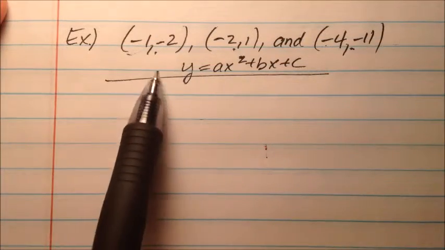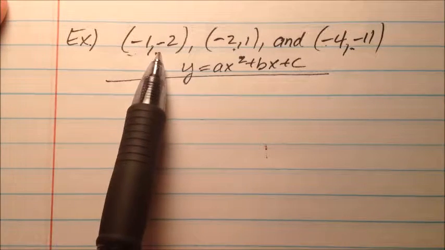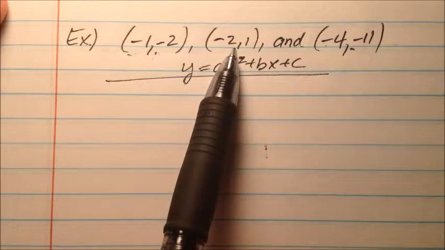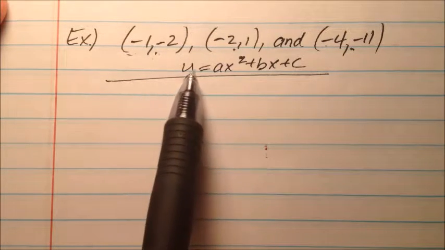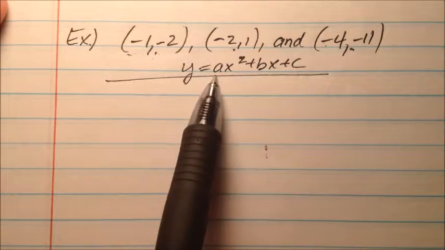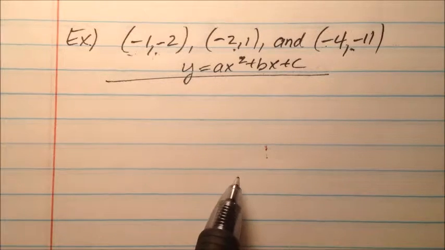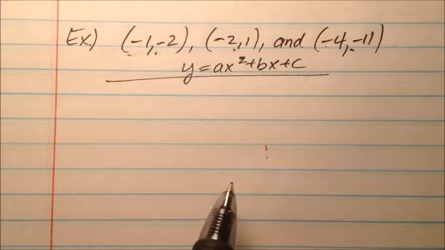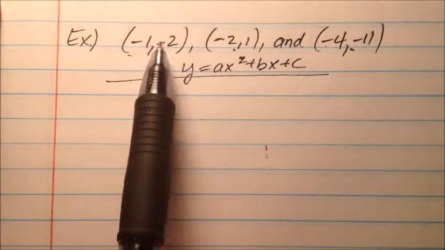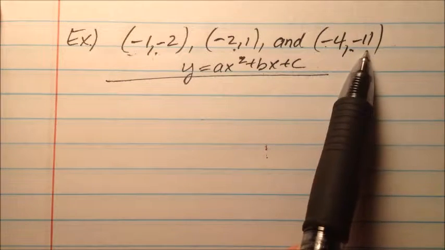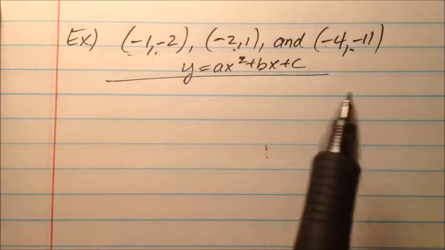In my second example, I'm going to have 3 new points: (-1, -2), (-2, 1), and (-4, -11). Okay, so I'm still going to start with my standard form y equals ax squared plus bx plus c, because that's going to be my standard form for a quadratic equation. Okay, so just like I did last time, x and a y, x and a y, x and a y, and I'm going to set up 3 nice equations.